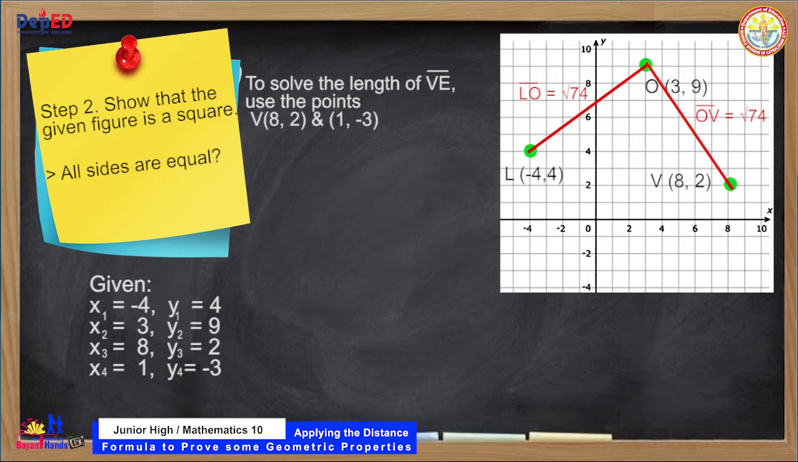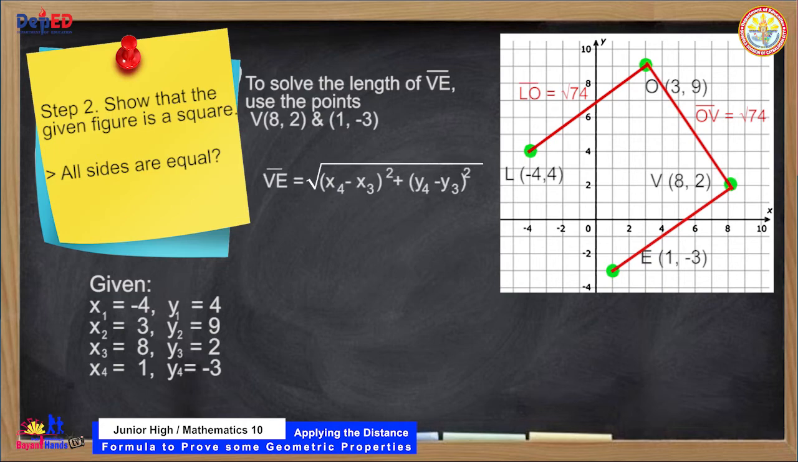To solve the length of segment VE, use the points V, 8 and 2, and E, 1 and negative 3. Since it is the third and fourth point, our formula is segment VE is equal to the square root of the square of the quantity x sub 4 minus x sub 3 plus the square of the quantity y sub 4 minus y sub 3. By substitution, we have segment VE is equal to the square root of the square of the quantity 1 minus 8 plus the square of the quantity negative 3 minus 2.